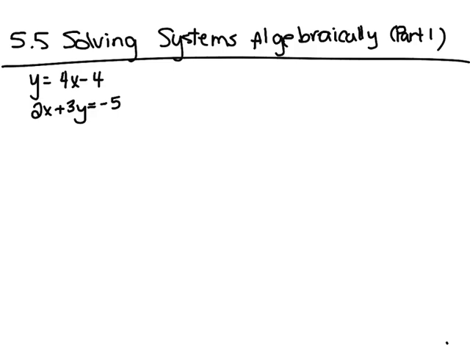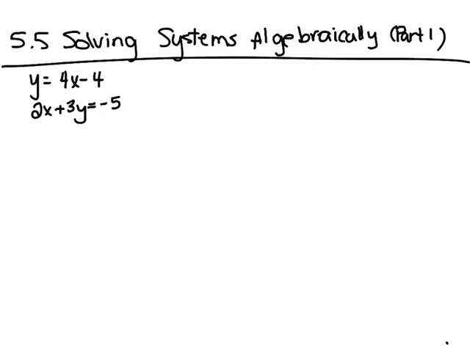Solving systems of equations algebraically. So what that means is we want to find some value of both x and y that will make both equations work. When we have two lines, you're only going to have one solution, no solution, or infinite solutions. And we did that in 5.4.